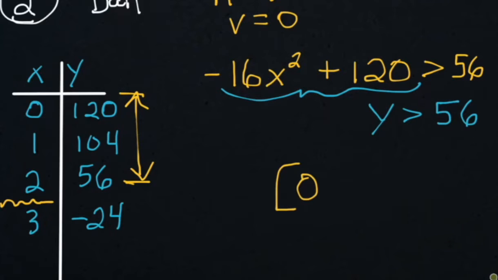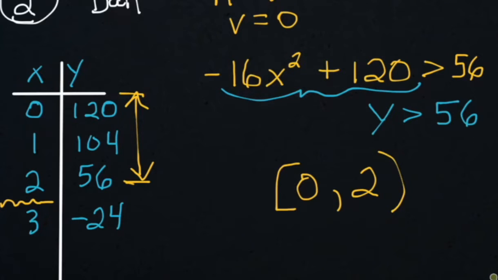So I go from 0 to 2. Notice I used a bracket for 0 because 0 is included. But for the 2, it's not equal to. It's just the greater than. All right?